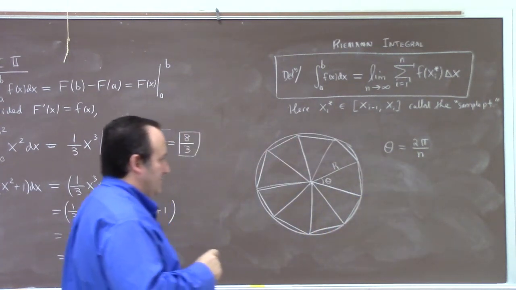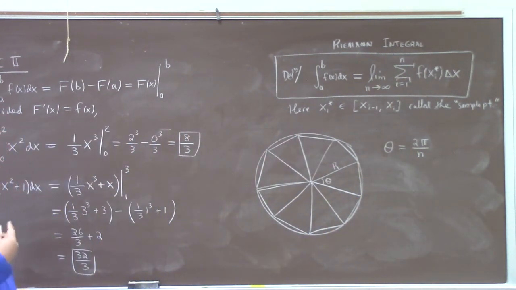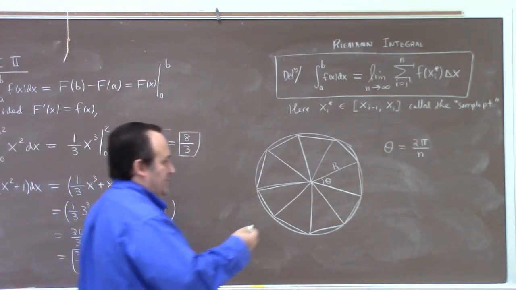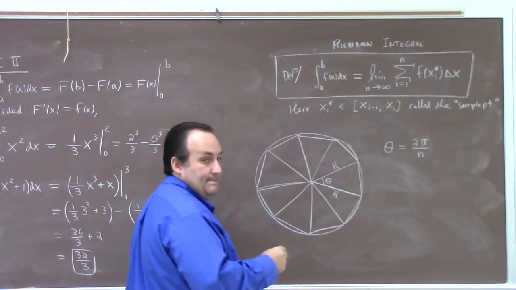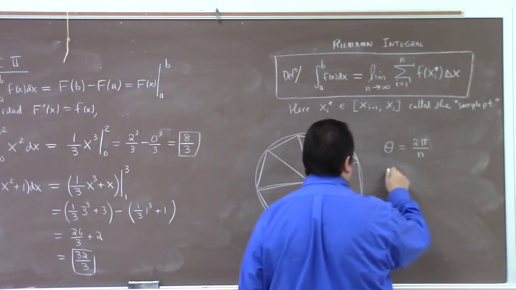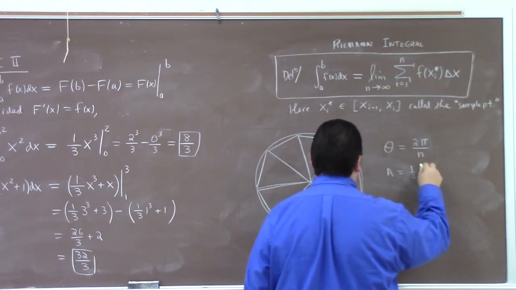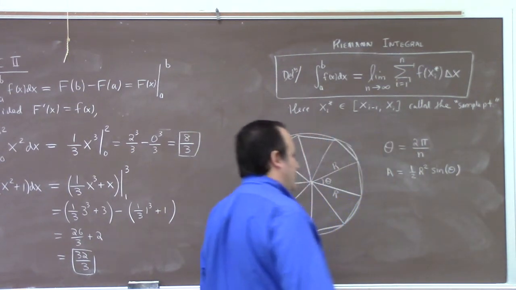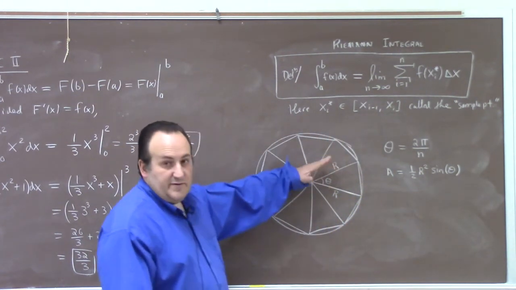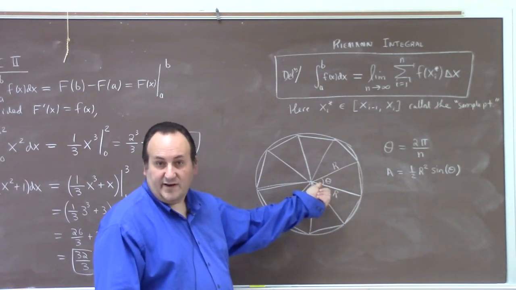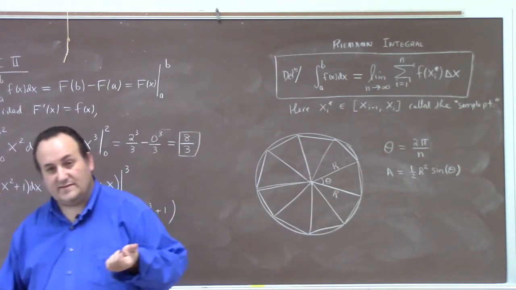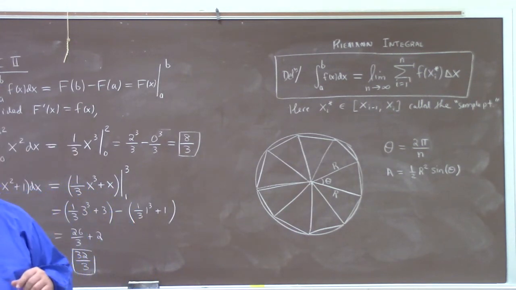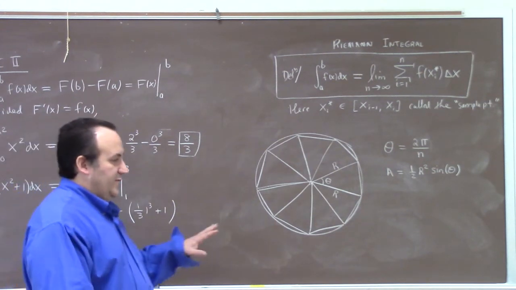If that's radius r, what is the formula for the area of a triangle? The area is 1/2 r squared sine of the angle, right? This is a formula that we learn in trigonometry: if you have two adjacent sides and the angle between them, the area is 1/2 the product of the sides times the sine of the angle between them. You could also derive this formula in other ways, but that's true.